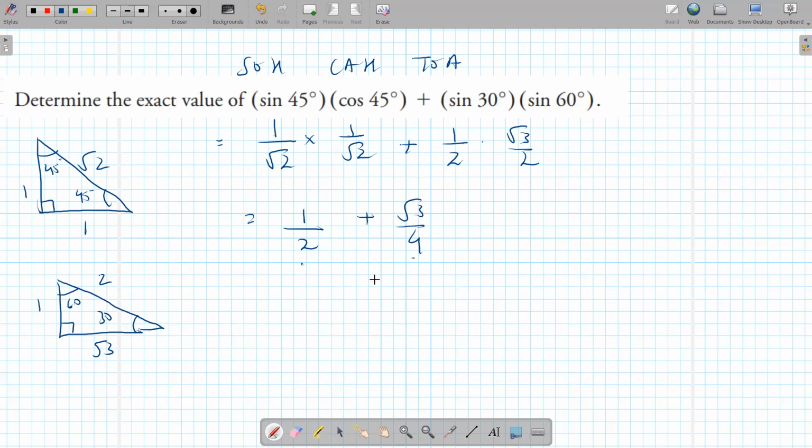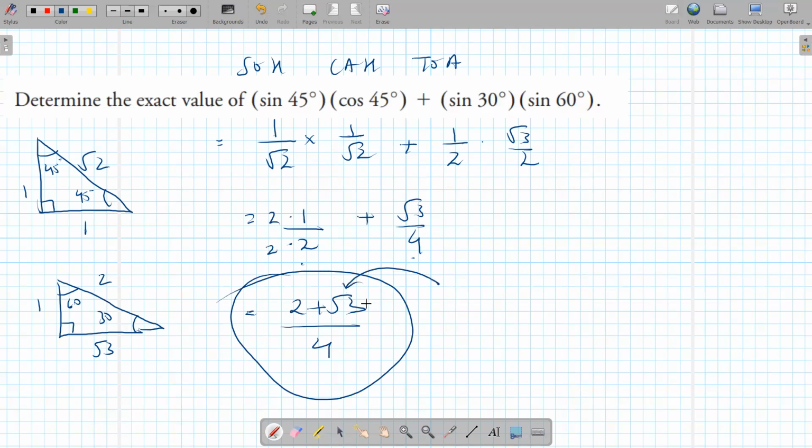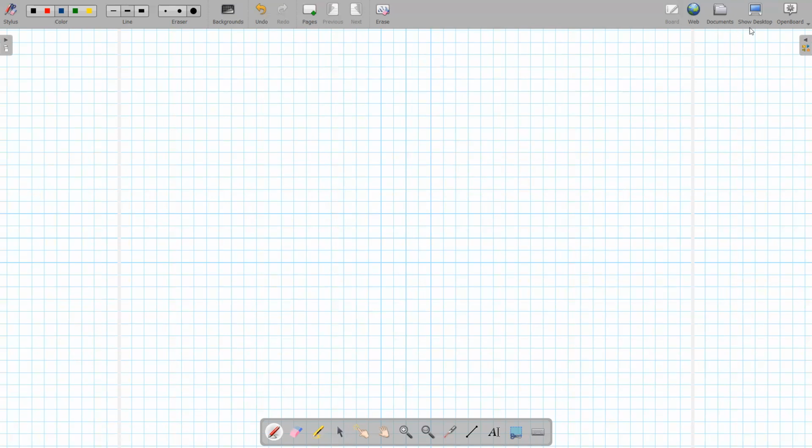It's 4, so you need to multiply this guy by a 2 here, by a 2 here. So you get 2 plus root 3 on the numerator, and you combine them over 4. There you go. That's the exact value of this expression. And the fact that there's a root 3 here, which is an irrational number, we know the calculator wouldn't give this to us. Okay? That's how you do these types of questions when they ask you for the exact values.